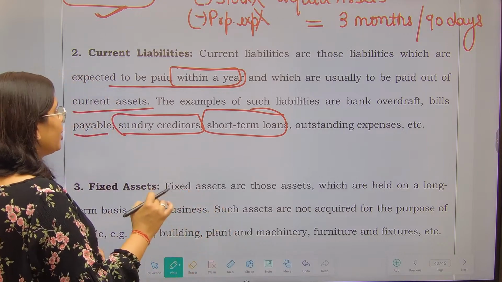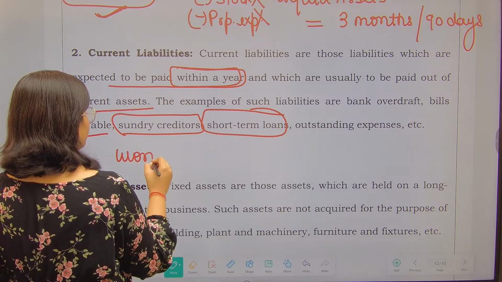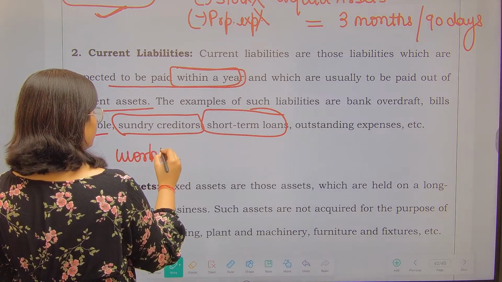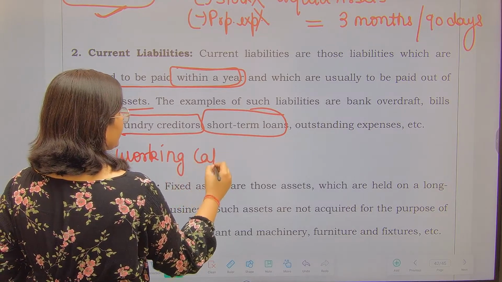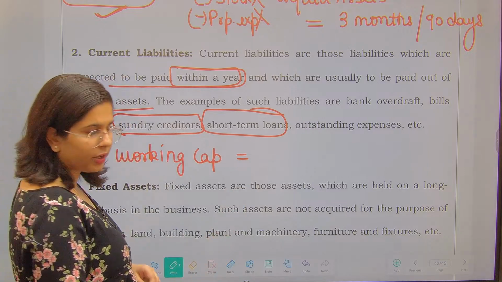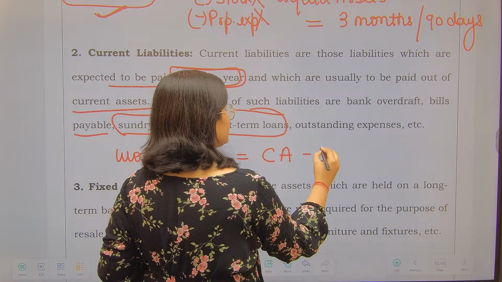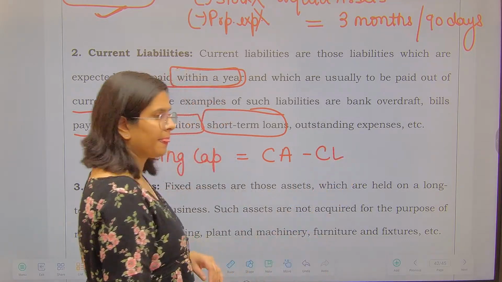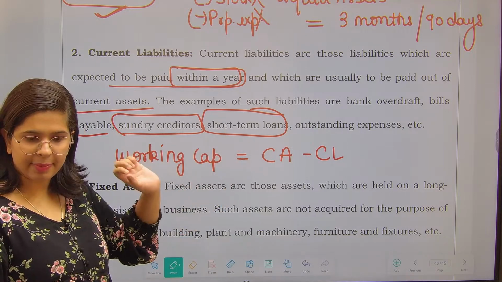Now, related to it, one more concept is there called working capital. This is the concept of working capital. Working capital means what? How is it calculated? It is calculated as current assets minus current liabilities. This is how it is calculated. Okay? Current assets less current liabilities.